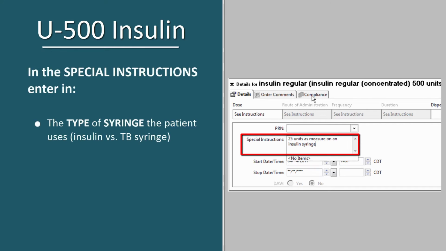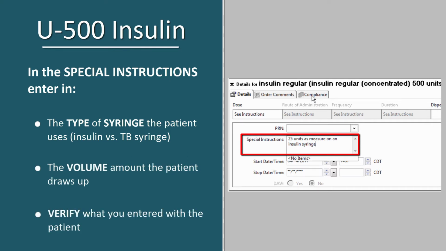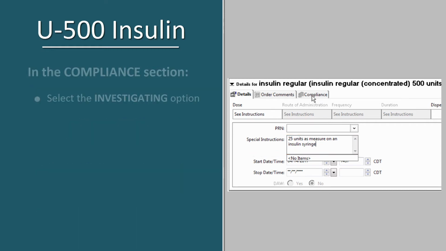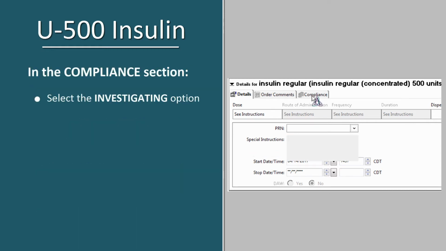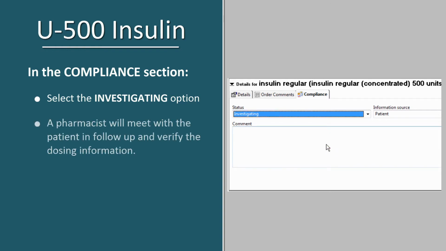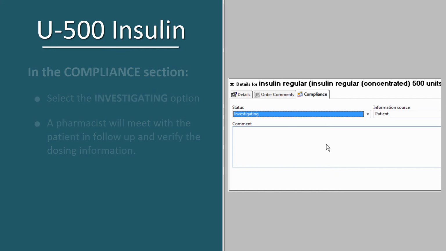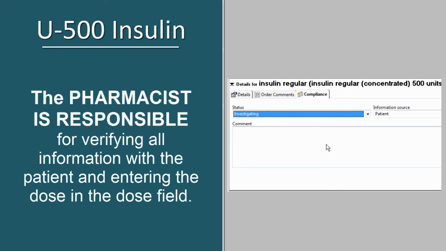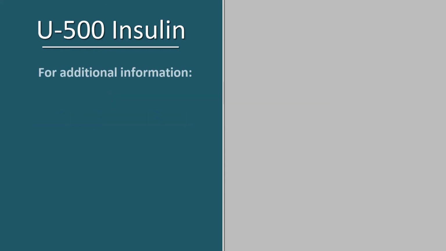Enter in the type of syringe the patient uses, whether it's an insulin or TB syringe, and the volume amount the patient draws up. Verify what you entered with the patient. In the Compliance section, select the Investigating option from the drop-down menu. A pharmacist will meet with the patient in follow-up and verify the dosing information. The pharmacist is responsible for verifying all information with the patient and entering the dose in the dose field.